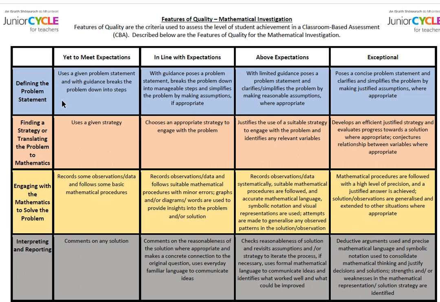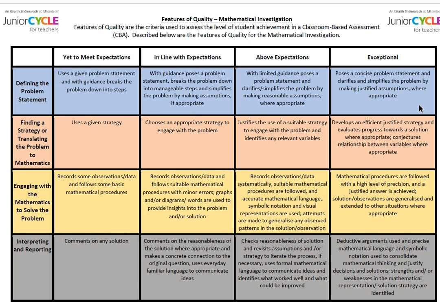Now, let's start off with defining our problem. An exceptional student poses a concise problem statement and clarifies and simplifies the problem by making justified assumptions where appropriate. Now, the English of that is horrible as far as I'm concerned. But let's see if we can break it down. Poses a concise problem statement. So you write a brief and clear problem that you are going to solve.